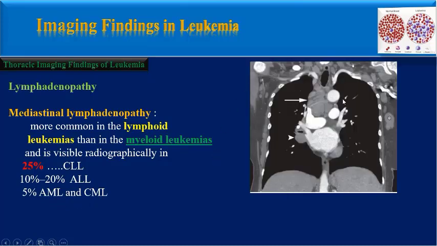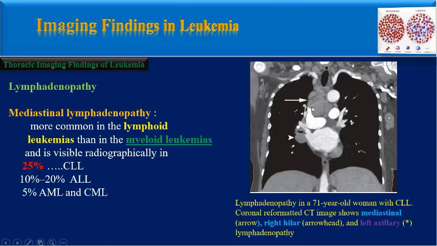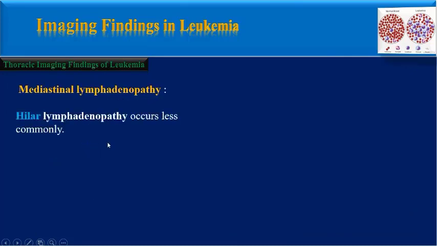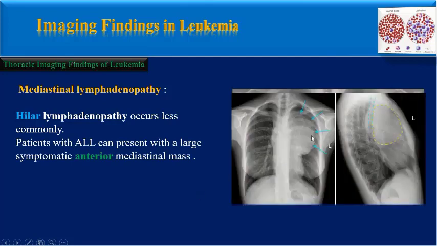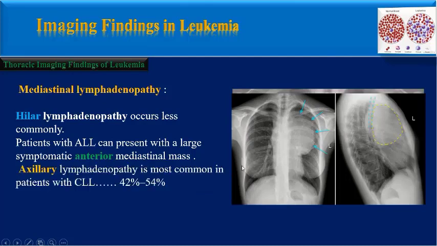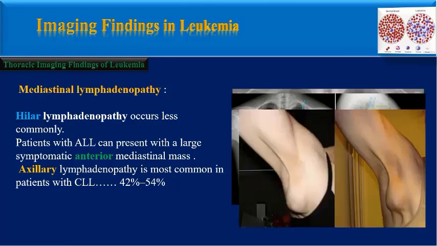In this coronal CT image, we can see lymphadenopathy in a 71-year-old woman with CLL. The coronal CT image shows mediastinal and right hilar adenopathy and also left axillary lymphadenopathy. Hilar lymphadenopathy occurs less commonly. Patients with ALL can present with a large symptomatic anterior mediastinal mass. Axillary lymphadenopathy is most common in patients with CLL, about 42 to 54%.